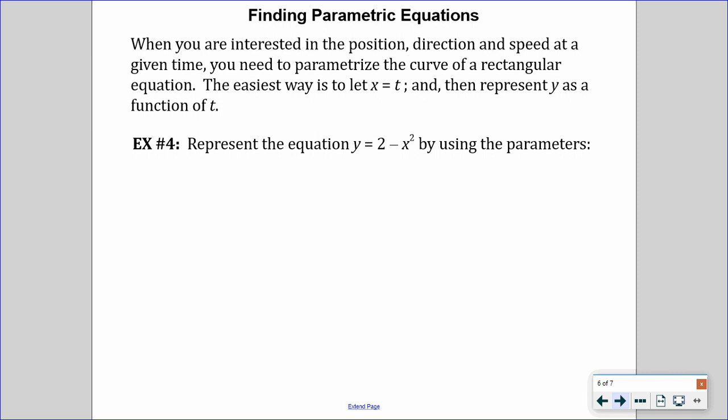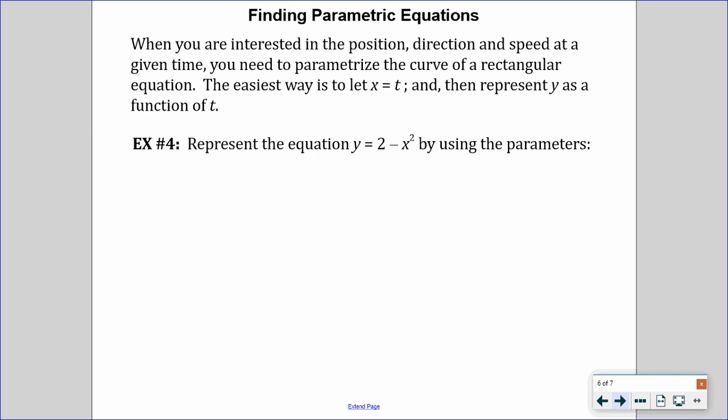Okay, now, when you are interested in the position, direction, and speed at a given time, you need to parametrize the curve of a rectangular equation. Okay, so this is kind of like going the other way. So we looked at a couple examples where we removed the parameter. This is where you're going to start out with an equation, y in terms of x, and we want to turn it into a set of parametric equations. So the easiest way to do this is to let x equal t, and then just represent y as a function of time.